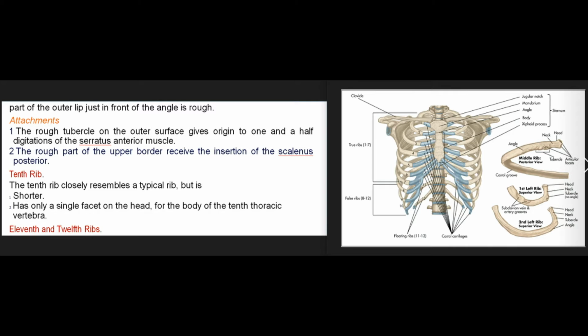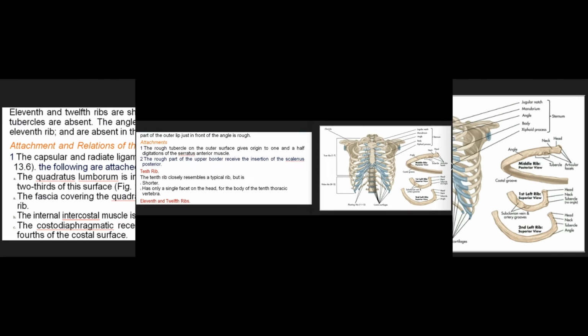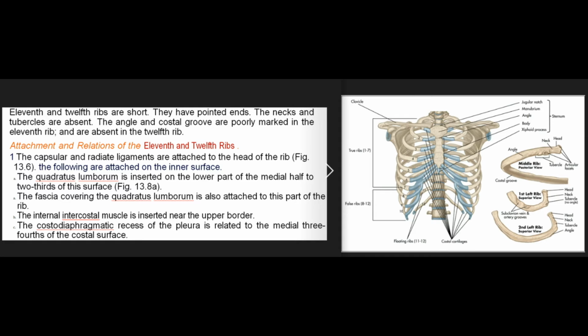10th rib. The 10th rib closely resembles a typical rib, but is shorter. 2. It has only a single facet on the head, for the body of the 10th thoracic vertebra. 11th and 12th ribs. The 11th and 12th ribs are short. They have pointed ends. The necks and tubercles are absent. The angle and costal groove are poorly marked in the 11th rib, and are absent in the 12th rib.